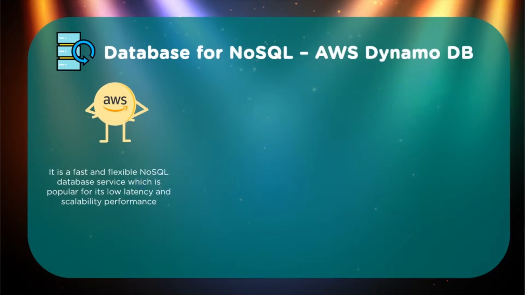Next, we have NoSQL database services. AWS provides DynamoDB, which is a managed, durable database that provides security, backup and restore, and in-memory caching for applications. It is well known for its low latency and scalable performance.